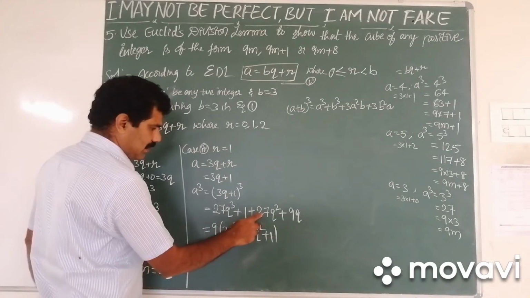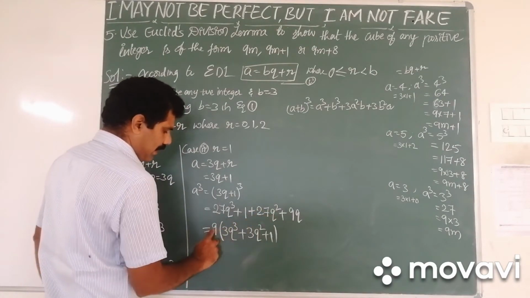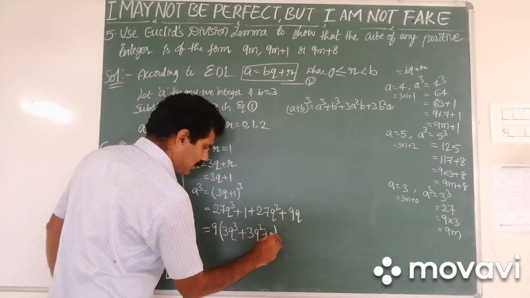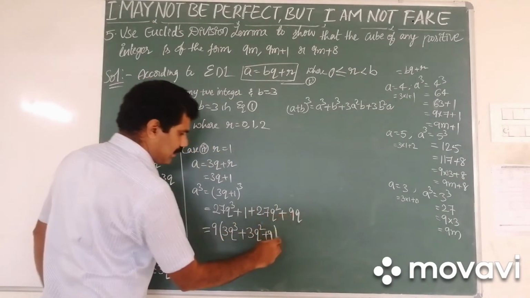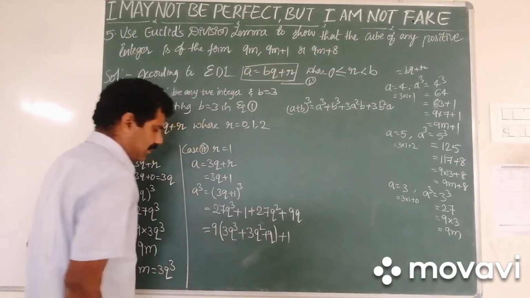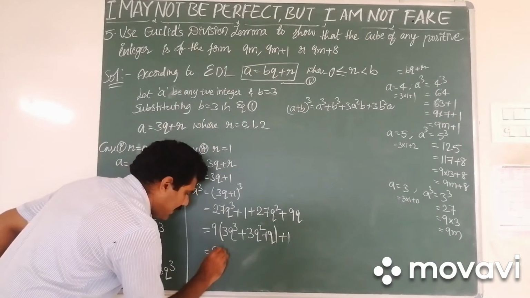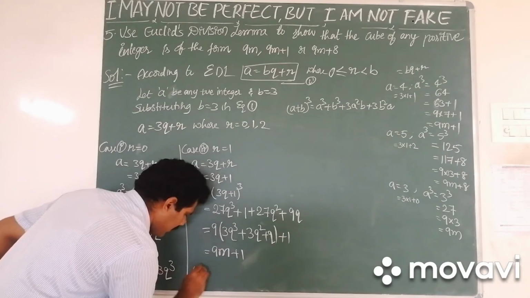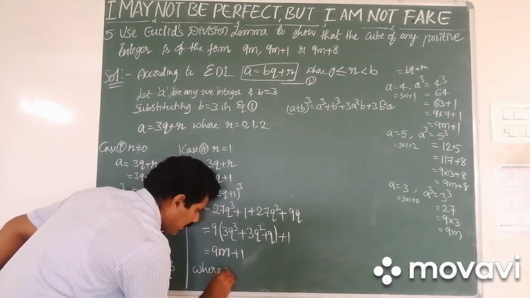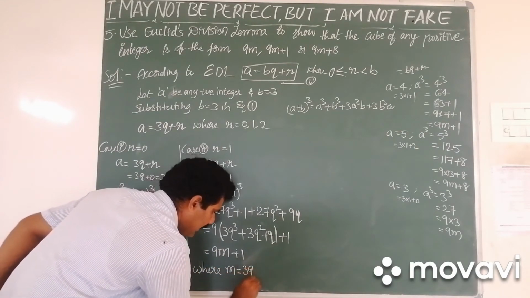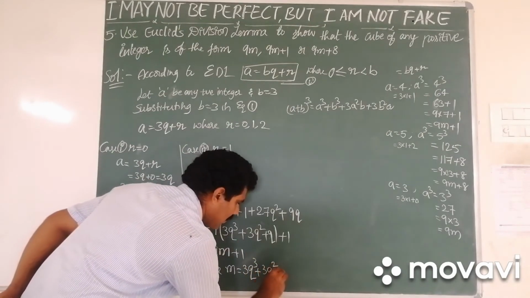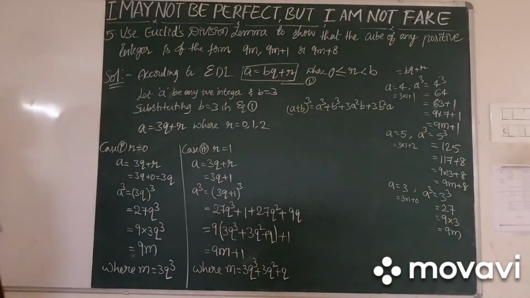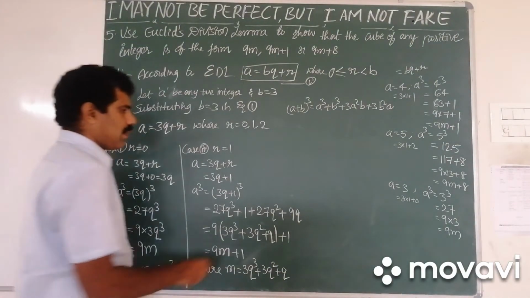9 into 3, 27q cube. 9 into 3, 27q square. 9 into 1, 9q. Here I will be writing it as q. So this can be written as 9m plus 1, where m is equal to 3q cube plus 3q square plus q.